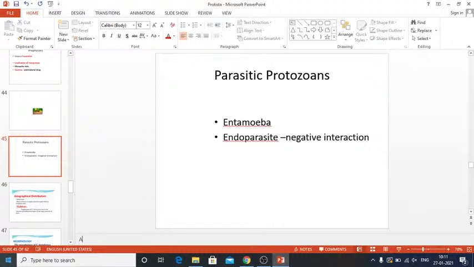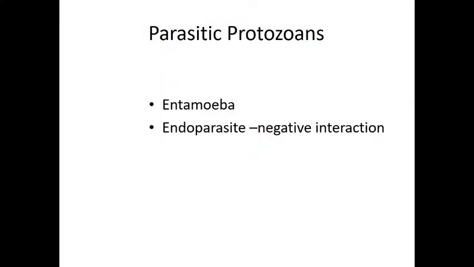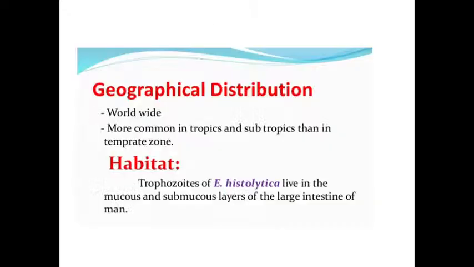Endoparasites means those parasites which live inside the body of an organism. Endo means inside. Then ectoparasite. Ectoparasite means which lives outside the body of an organism. That is known as ectoparasite. Then Entamoeba histolytica is an endoparasite. That means it lives inside the body of the host.